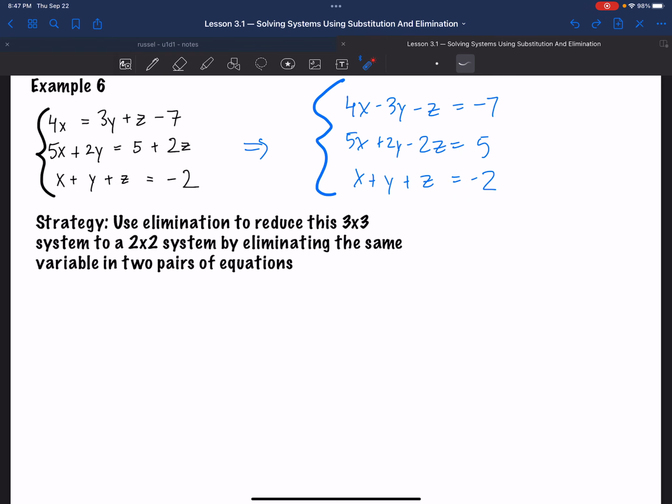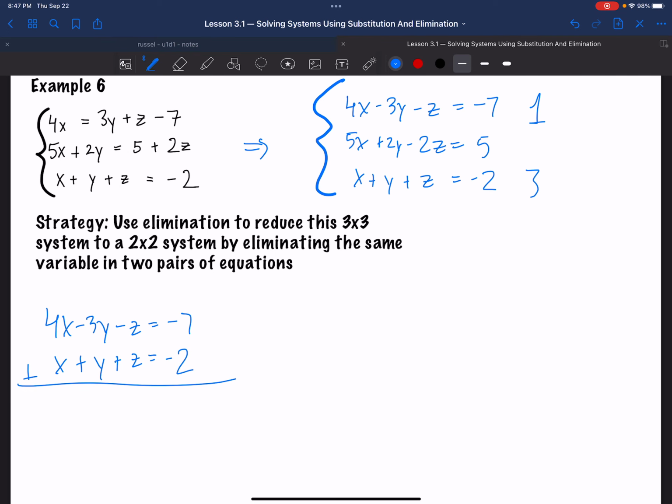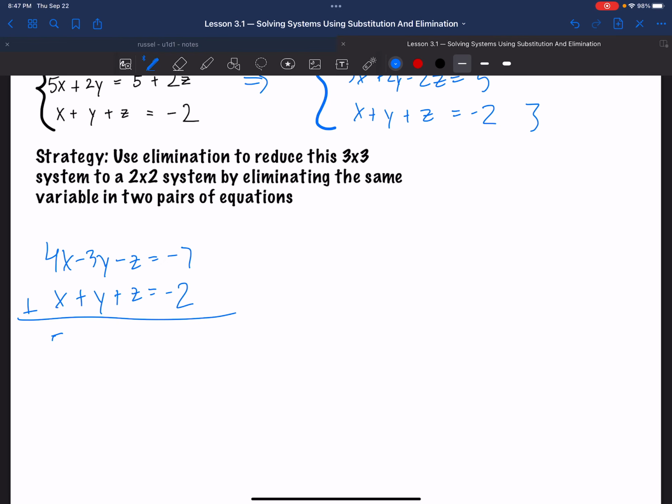So that's what I'm going to do. I'm going to pick equations 1 and 3. So I get 4x minus 3y minus z equals -7, and x plus y plus z equals -2. I will add these to eliminate z. So you get 5x minus 2y equals -9. Okay, because z is eliminated.